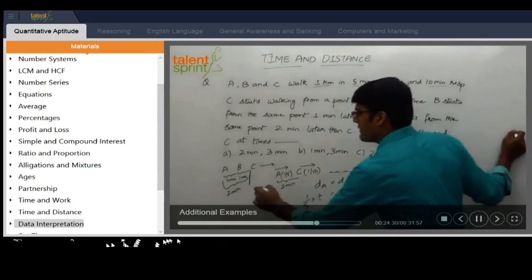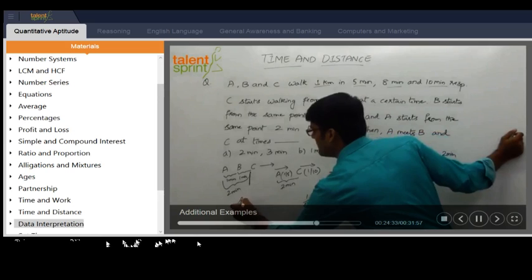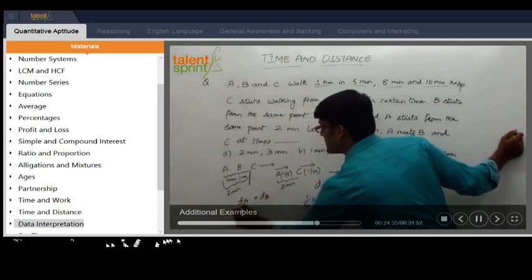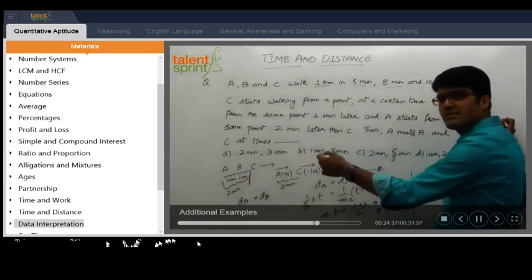What happens? Distance traveled by A equals distance traveled by B. What is the distance of A? Speed into time, right? Distance is equal to speed into time.